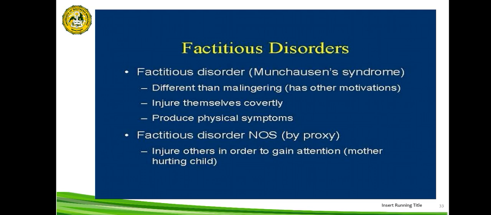Now, factitious disorder has two types. Factitious disorder imposed on self, or Munchausen syndrome, is different from malingering since it has other motivations. They injure themselves covertly, and they produce physical symptoms. Ang factitious disorder naman by proxy, they injure others in order to gain attention, just like a mother hurting a child.